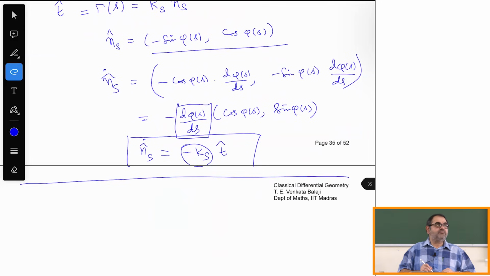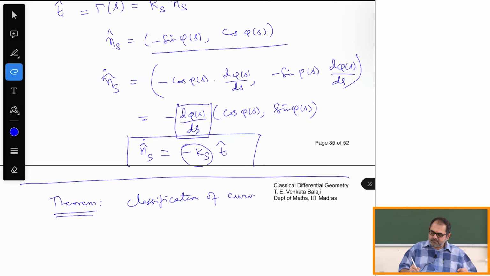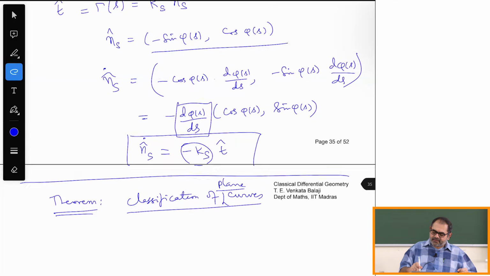Then I want to come to, so I'll just make this statement. We will do this in more generality, so I'm not going to get into this now. I will just say theorem. This theorem is the classification of plane curves. And what is the theorem?